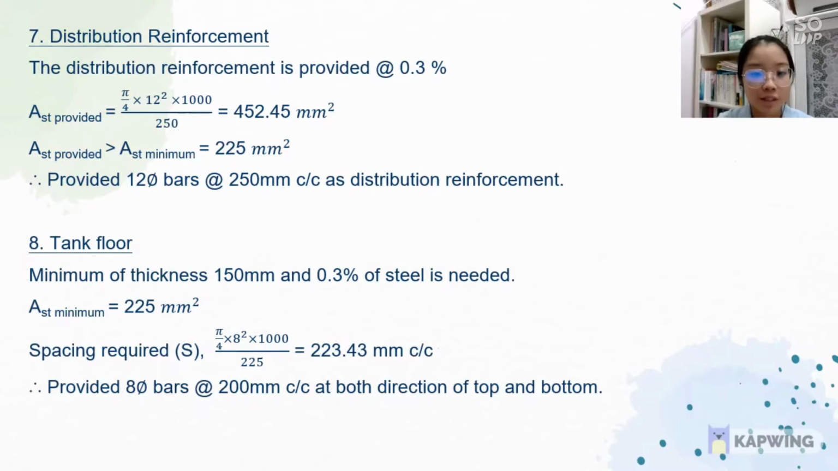The minimum thickness of 150 mm and 0.3% of steel is needed for the tank floor. We found that the AST minimum is equal to 225 mm². Meanwhile, the spacing required for the tank floor is 223.43 mm center to center. Hence, in this design, we can use the bar with 8 diameter in the direction of top and bottom of the tank floor and apply it in 200 mm center to center. That's all from me, and this presentation will be continued by my friend.